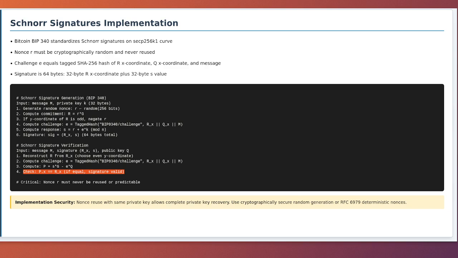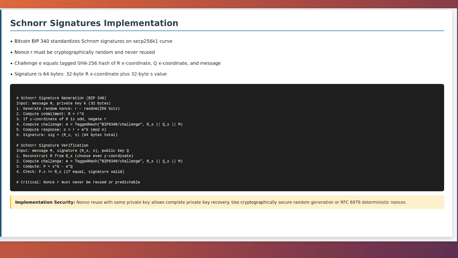Implementation considerations are critical. First, nonce generation must use a cryptographically secure random number generator. The system random number generator or a hardware random number generator should be used, never a predictable pseudo-random generator. Second, nonce uniqueness must be guaranteed. Some implementations use deterministic nonce generation based on RFC 6979, which generates R as a deterministic function of the private key and message. This eliminates randomness-related failures but requires careful implementation.